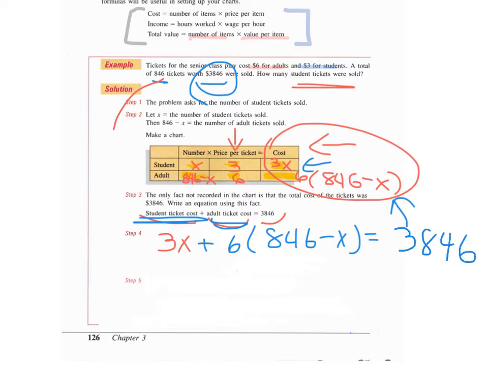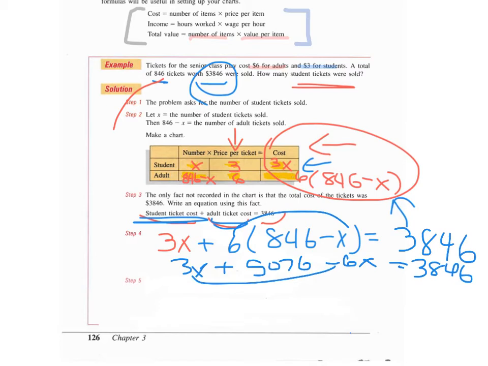So now I need to begin to solve this, which is step 4. I'm going to distribute, and then I'm going to combine like terms. So I'm going to distribute the 6 to the 846, and I get 5,076. Distribute the 6 to the X, and then rewrite the answer here. I'm going to group my 3x and my 6x, and it's 3x minus 6x, so I get negative 3x. Plus 5,076 equals 3846.